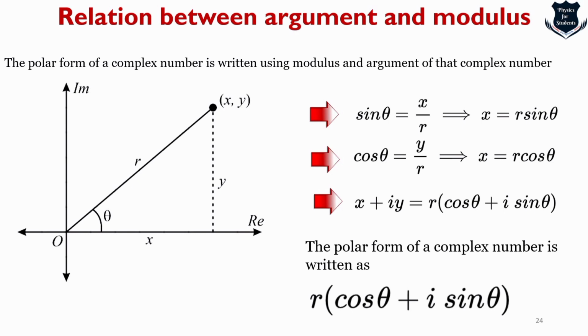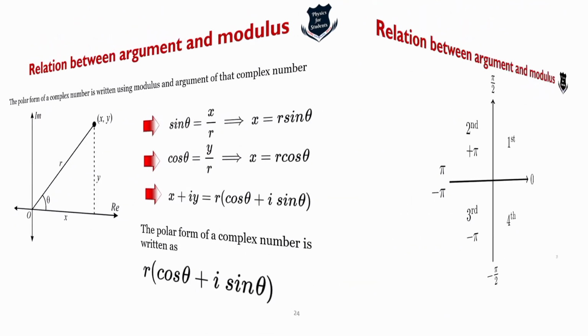If we draw this, we get x equals r cos theta, and then y equals r sin theta. Then we get x plus iy equals r (cos theta plus i sin theta), and the polar form of the complex number is written as this. This is basically the polar form in which we write the complex number using the modulus and argument of that complex number. Now if I use the geometric representation, I think this will become clear.